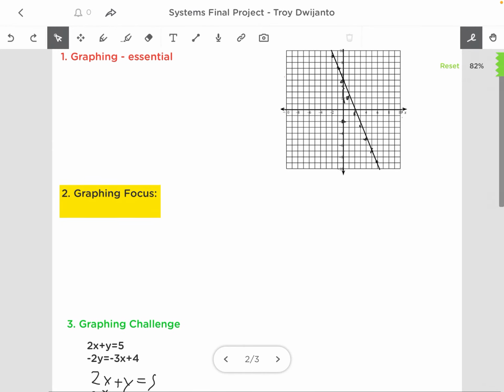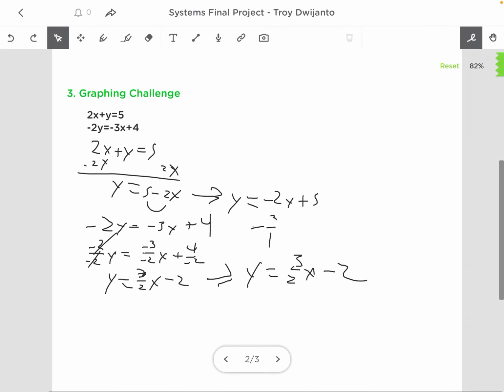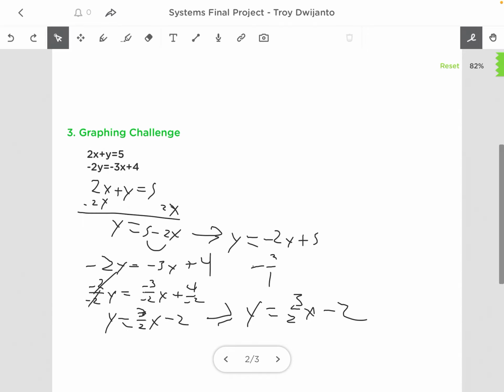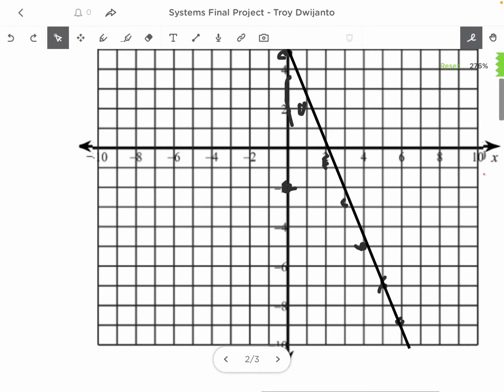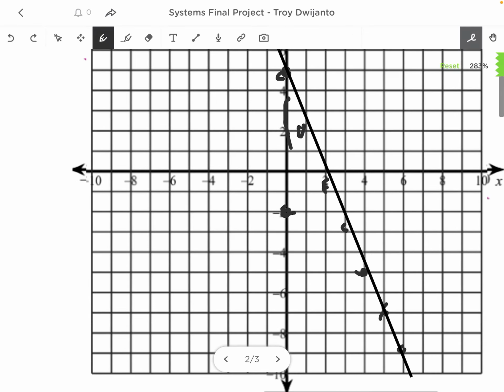So 3 over 2, and according to rise over run, the rise is 3 and the run is 2. Like I said earlier, the numerator is always the rise, the denominator is always the run. So you go up 3, and right 2. From negative 2, we go up 3, 1, 2, 3, then 1, 2, boom.